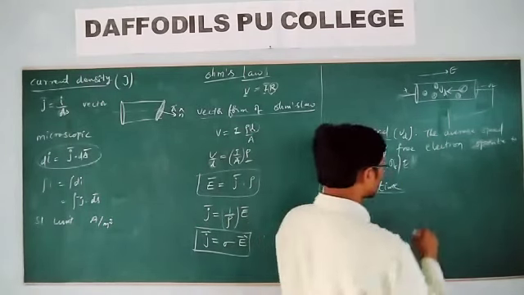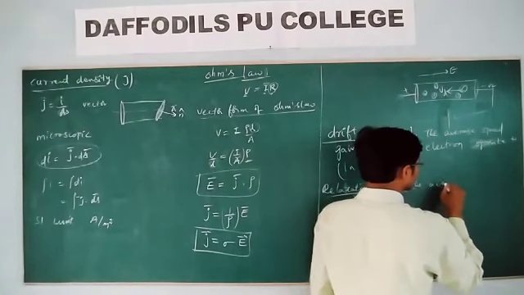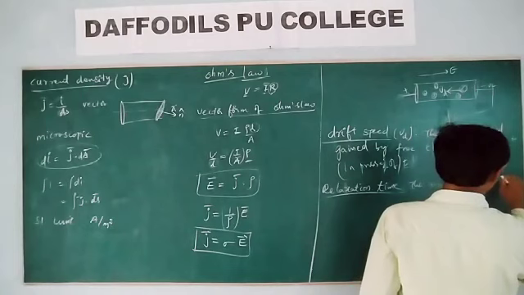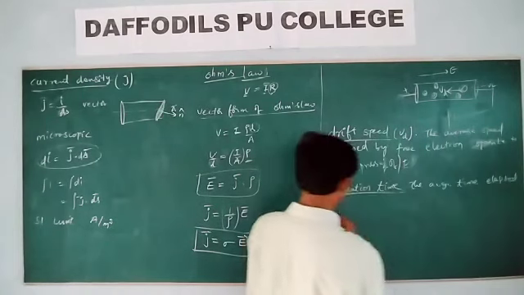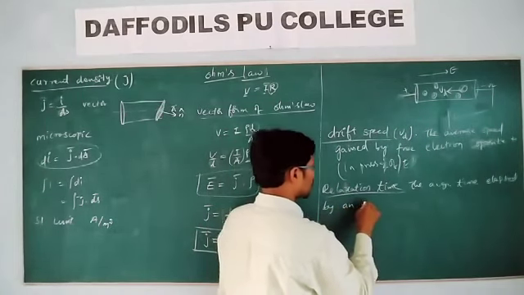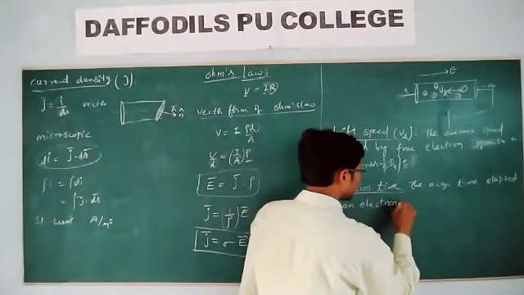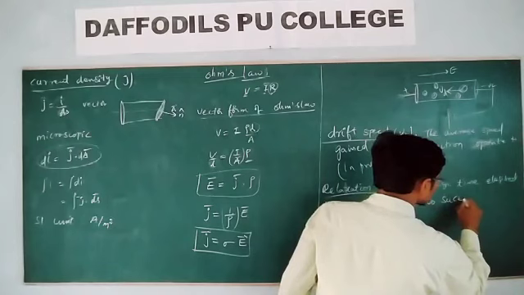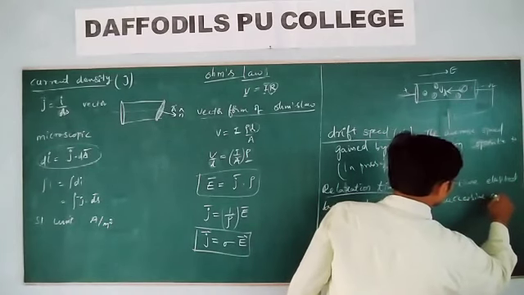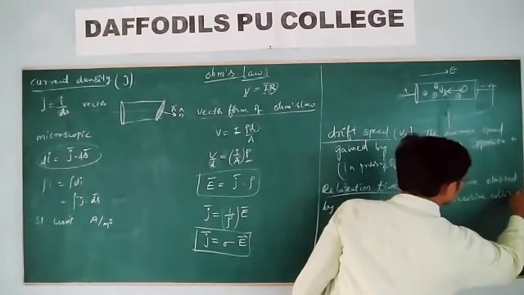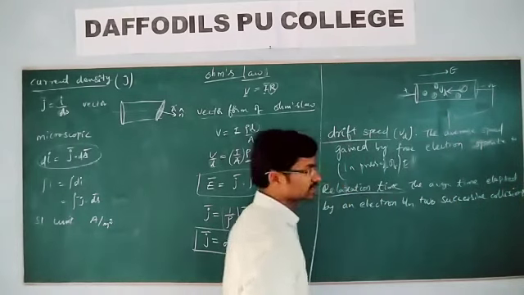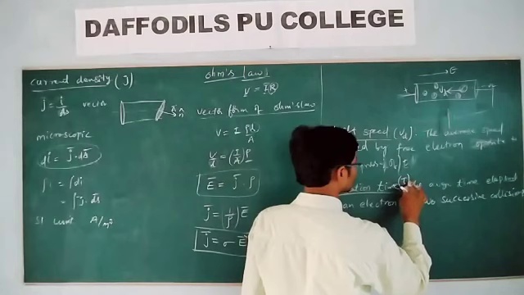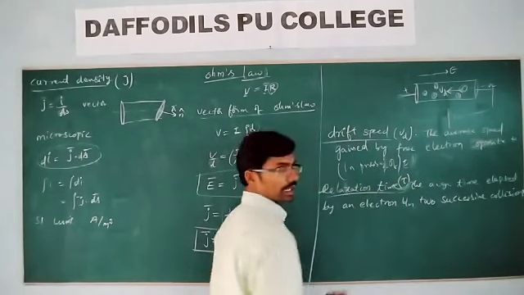So what is relaxation time? The average time elapsed by an electron between two successive collisions is called relaxation time, tau.